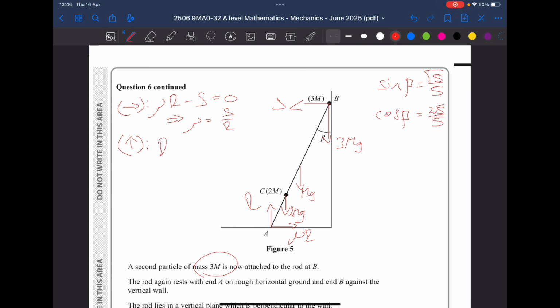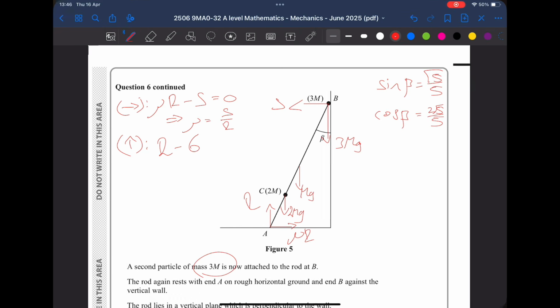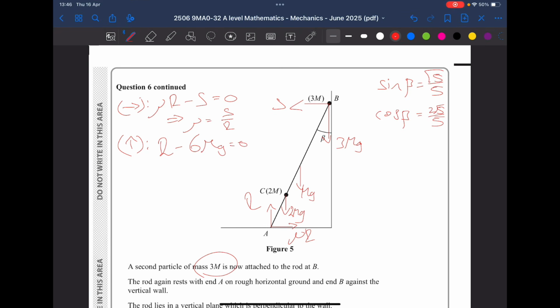Pulling us up, we've got R. And then pulling us down, we've got 3, 4, 5, 6 mg. So R is going to be equal to 6 mg. And the last equation to make then is going to be the moments one. So again, we can kind of choose here. We have two different ways to think about it, A or B. Both of them have two forces acting. We know what R is though.